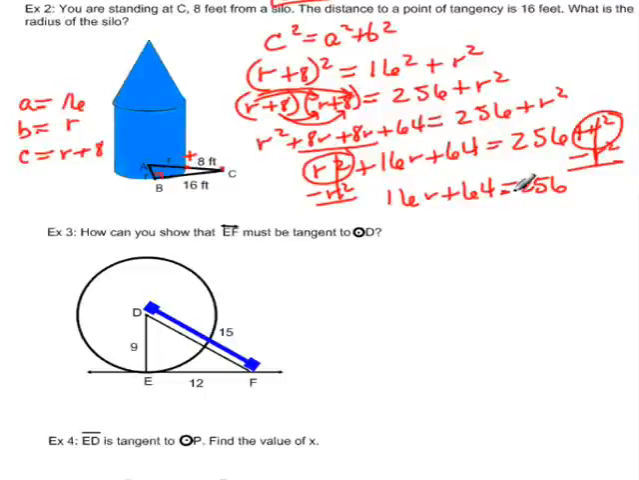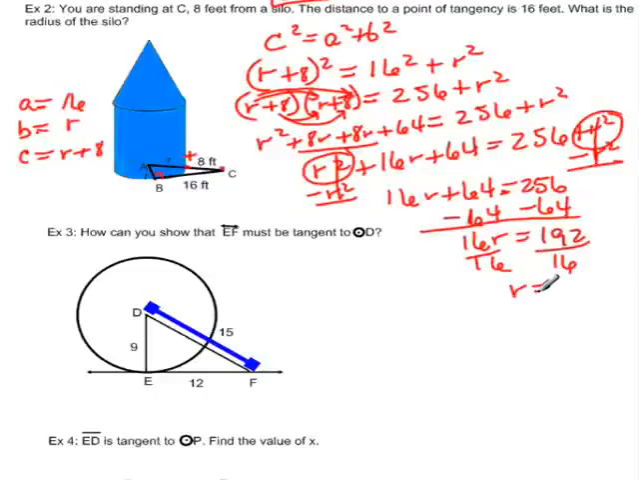All right, looks a little tricky, but it's really not. This is just a two-step problem. They're adding 64, so let's subtract 64. So you have 16R is equal to 192, and you divide by 16, and you get R is equal to 12. Okay, so you found the radius.